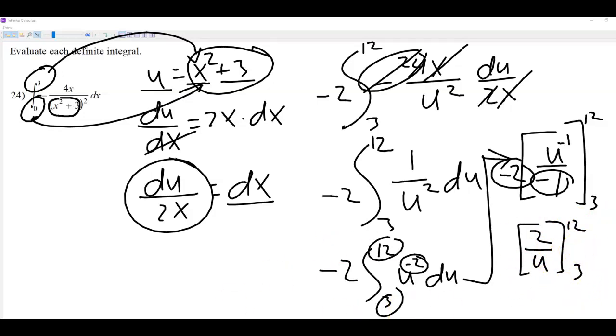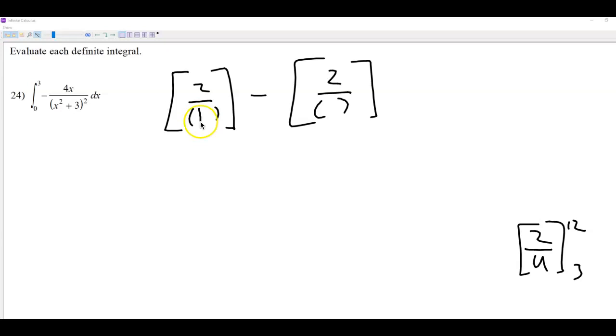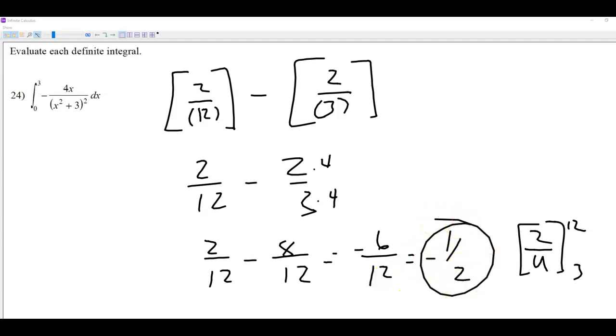From there, we could do our fundamental theorem of calculus, which is where you do your little setup here. You plug in the top number first and the bottom number last. So I've got 2 over 12 minus 2 over 3. And I want a common denominator, so I'm going to multiply this fraction by 4 over 4. And that gives me negative 6 over 12, which is negative 1/2. And that would be my final answer.